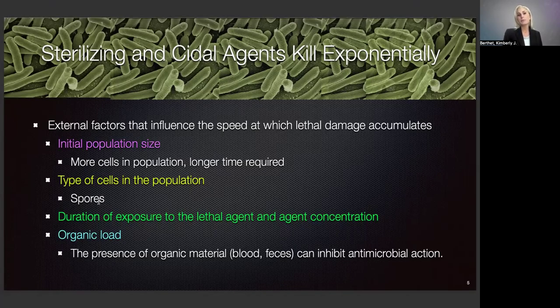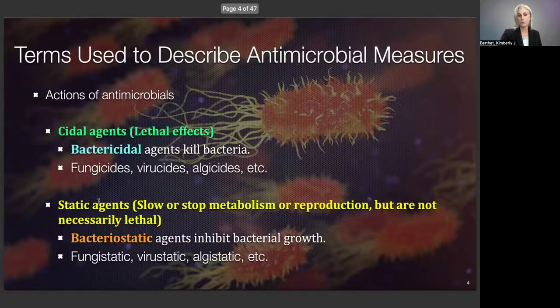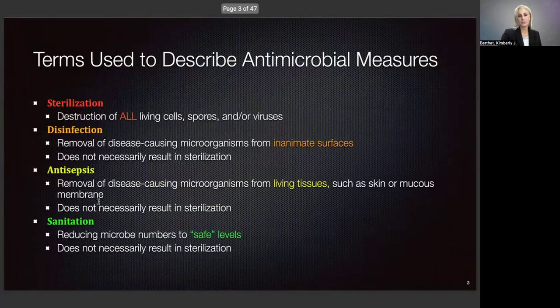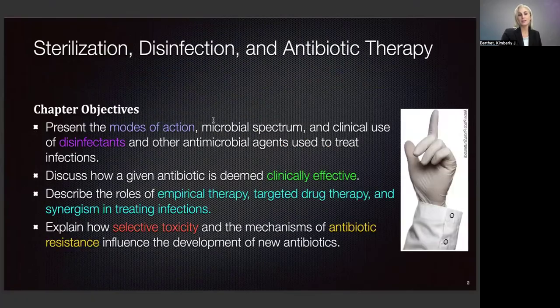Type of cells in a population is also important. If we have spores, which are like endospores, we know that a lot of methods like disinfection is not going to remove spores. So spores are only removed, if we go back to our first slide here, with sterilization. Everything following sterilization does not kill spores. So that's a good distinction to make.